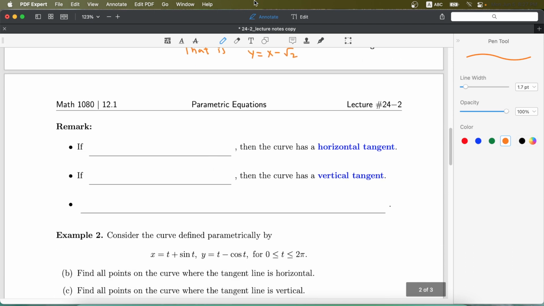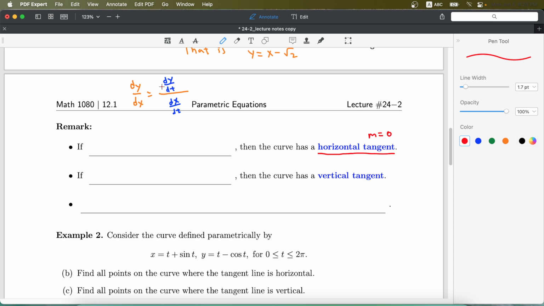Now we know how to find the slope. Let me write down the slope here. So dy over dx is basically dy over dt over dx over dt. Here, we want to find when the curve has a horizontal tangent line. Notice that a horizontal tangent line means the slope is 0.